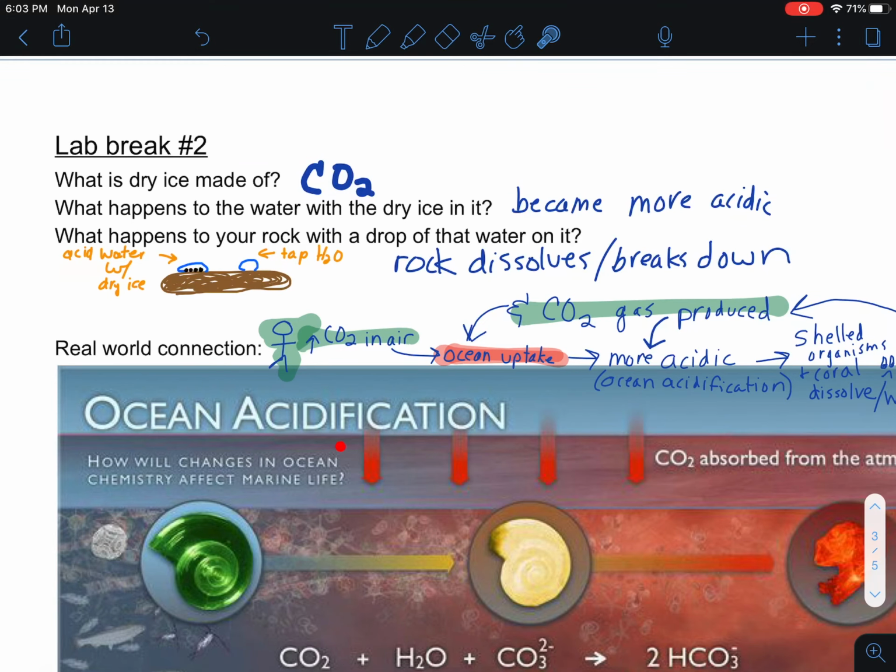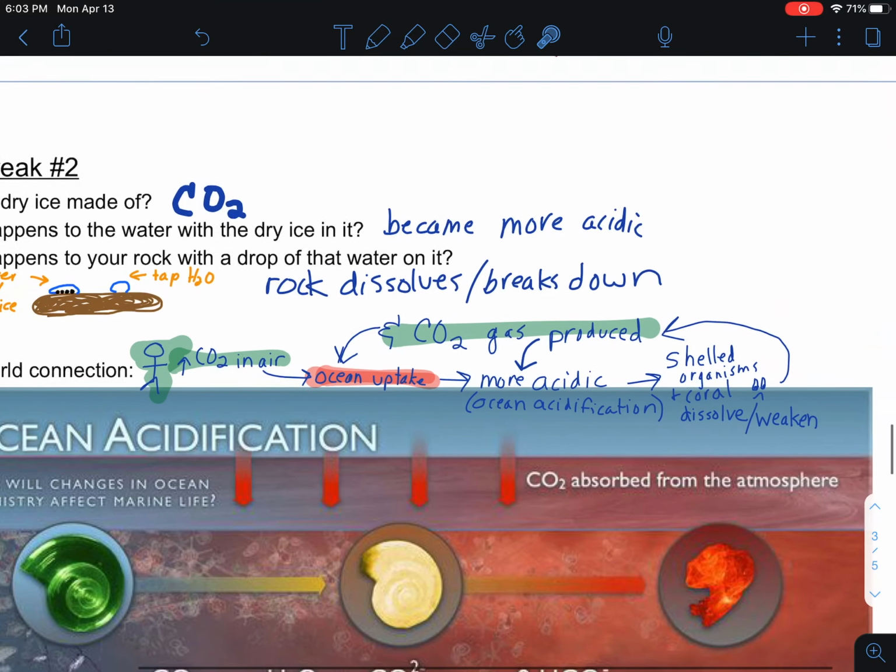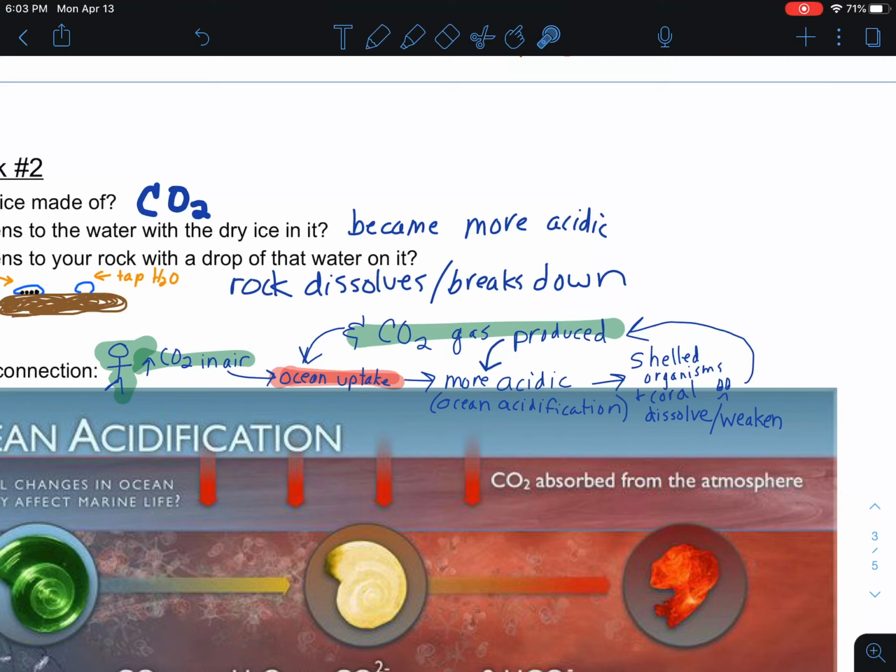Ocean acidification is exactly what it sounds like. It is the ocean becoming more acidic. Here's how this happens. People pump more carbon dioxide into the air. The more we pump it into the air, the more the ocean uptakes. Yay, ocean, thank you. But then the more carbon dioxide there is in the ocean, the more acidic the ocean becomes, which is ocean acidification.